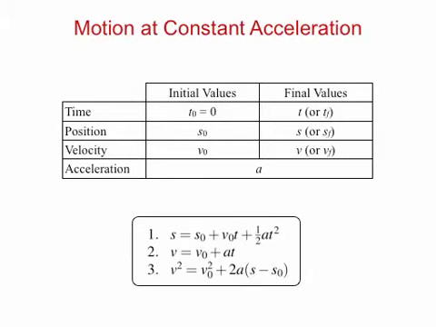These 7 so-called kinematic variables, or 6 if we choose t0 to be 0, and 5 if we choose both t0 and s0 to be 0, are related to each other in constant acceleration motion problems by the 3 constant acceleration kinematic equations shown here. These were derived in a previous lesson, and they're the workhorses of constant acceleration problems. Let's do an example.